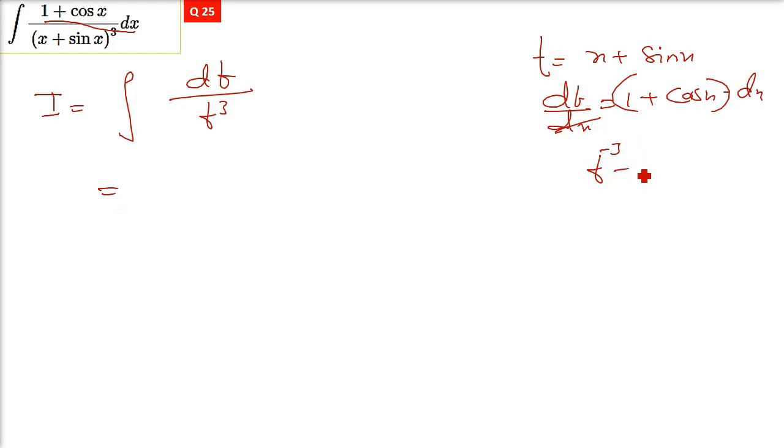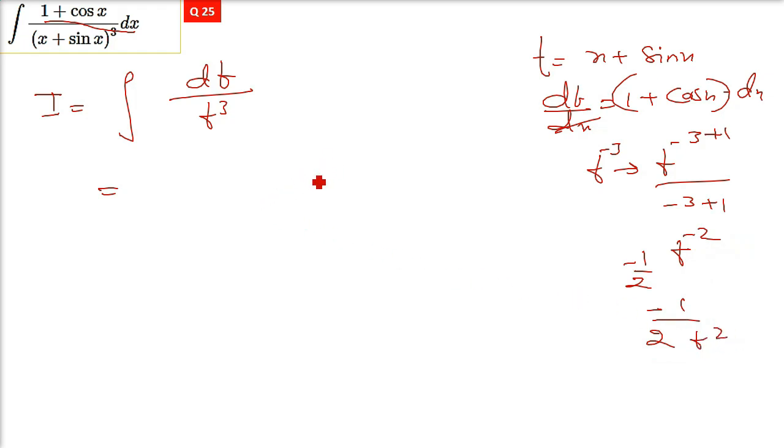When you integrate this, this is going to be t raised to minus 3 plus 1 divided by negative 3 plus 1. It will be t raised to negative 2, since minus 3 plus 1 is minus 2. So minus 1 by 2, t goes in the denominator. Negative 1 by 2 t square, where t is x plus sin x whole square. So I'm just doing it quickly because this question has already been attempted. So negative 1 by 2 times x plus sin x whole square plus constant of integration is your final result.